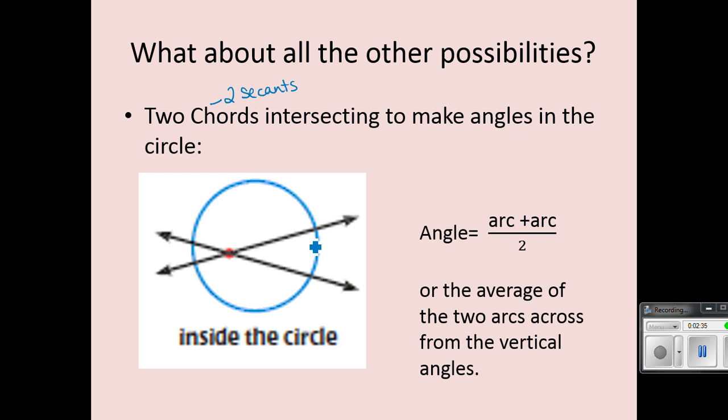It would be this arc over here and this arc over here, added together, divided by 2. Or you can say the average of the two arcs across from the vertical angles. So this angle would be this arc plus this arc divided by 2. Now these two are vertical angles, so these two angles are going to be congruent no matter what. So this angle is also arc 1 plus arc 2 divided by 2.